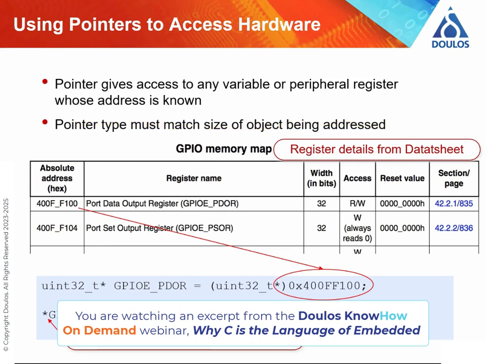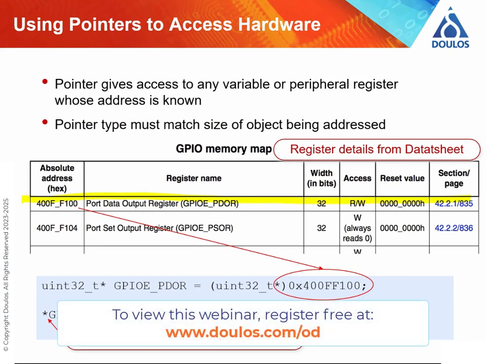So here's an example in our data sheet for the particular microcontroller. We can see that there are various addresses for peripherals. In this case we've got the GPIO, the general purpose input-output, and we see that there is a port data output register sitting at address 400F F100.